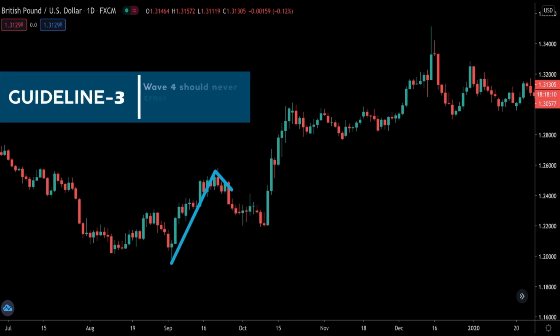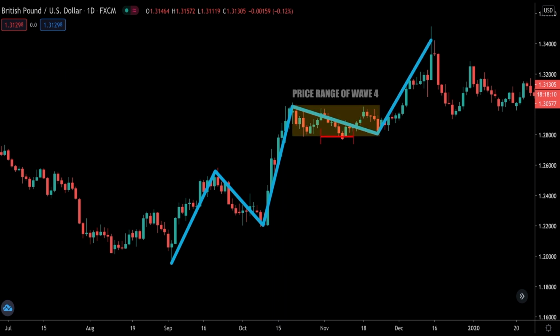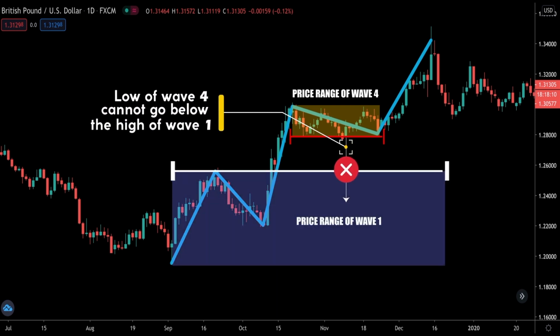Guideline number 3, wave 4 should never cross into the price range of wave 1. In a bullish example, the low of wave 4 cannot go below the high of wave 1. Conversely, in a bearish example, the high of wave 4 cannot go above the low of wave 1. If this happens, then you need to recount.